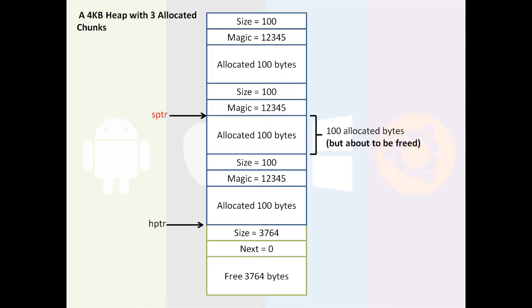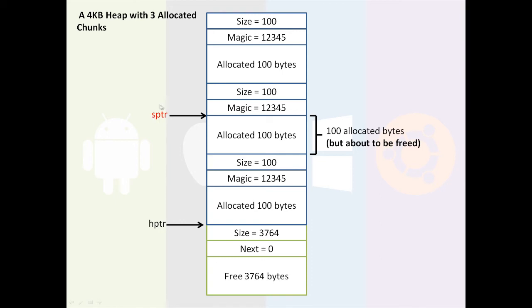Now moving on to maybe a more in-depth or complicated example. Here we have a 4 kilobyte heap with 3 allocated chunks. So we've got one chunk here, we've got another one here, and our third one here. Okay.